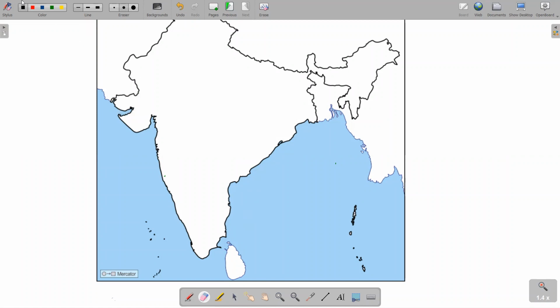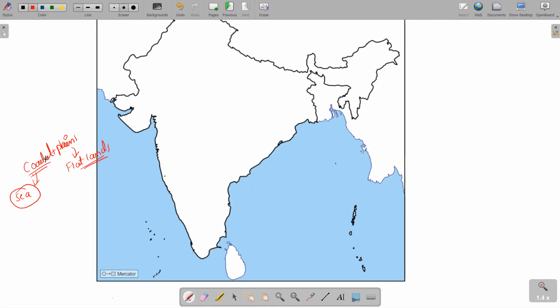The next one is the coastal plains. The next topic is your coastal plains. First of all, try to understand the meaning of the word coastal plains. Coastal plus plains. Plains means flatlands. Coastal means near to the sea.